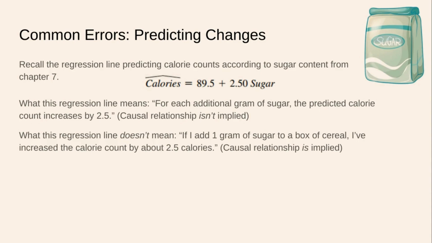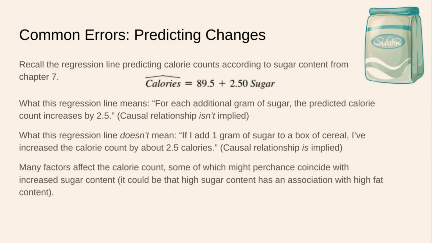Here's what the regression line doesn't mean. If I add 1 gram of sugar to a box of cereal, I have increased the calorie count by about 2.5 calories. That statement implies causation, and there is an assumption that you're making when you're saying that if I add something to the box of cereal, I will increase the calorie count by 2.5 calories.